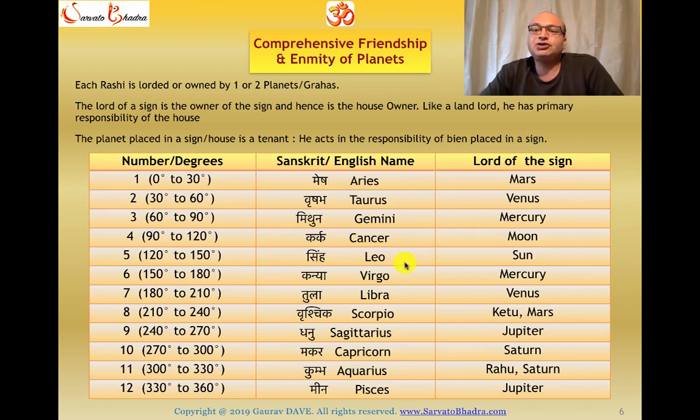Leo is lorded by Suryadev, the Sun. Virgo again is lorded by Mercury. And Libra, which is a balance sign, is lorded by Venus, Shukracharya Venus. Scorpio has rulership of Ketu and Mars.